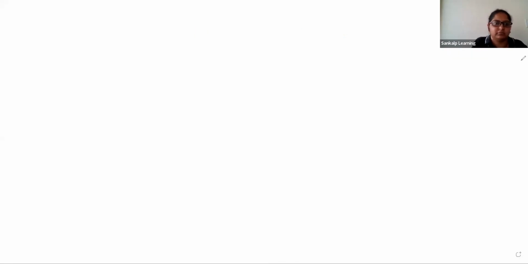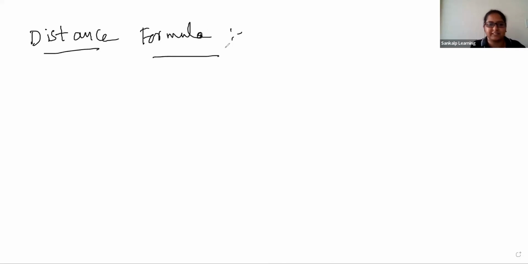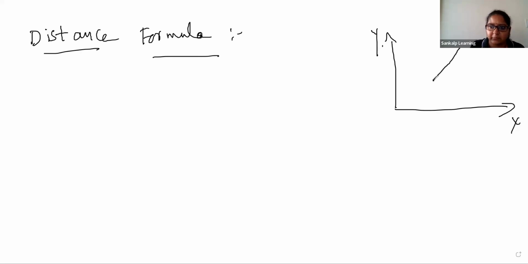And here I will explain how do we get the distance formula. So no need to derive the formula, I will just explain how we get the formula. Okay. For example, this is x and this is y. So I'll take a line segment. AB is a line segment.